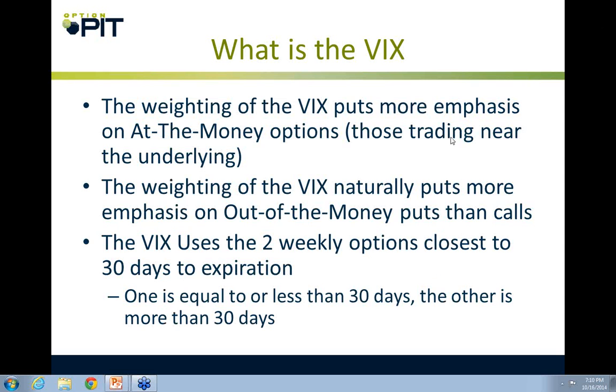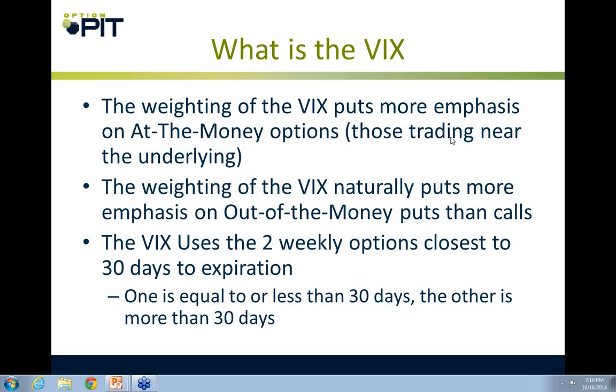The weight of the VIX naturally puts it on at-the-money options. So, the S&P closed 1960 today? Or 1957, something like that. So that would be the 1950s, the 1960s, around there, with 30 days to expire. The weighting of the VIX naturally puts more emphasis on out-of-the-money puts than out-of-the-money calls.